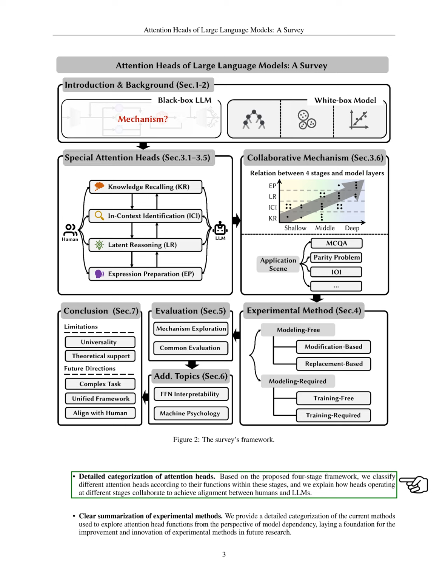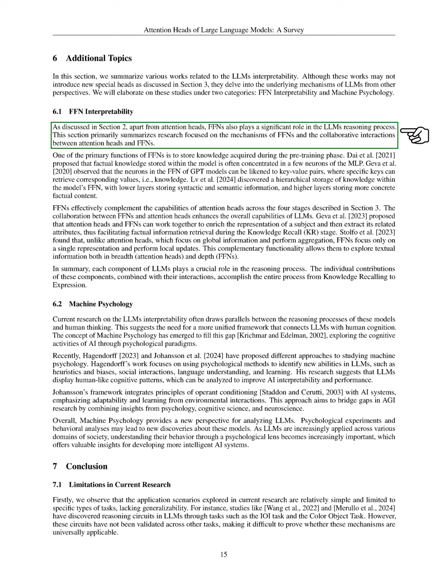Lastly, we summarize various works related to the interpretability of language models. While these studies may not introduce new special heads, they explore the underlying mechanisms from different angles, focusing on FFN interpretability and machine psychology. We highlight that feed-forward networks, FFNs, play a significant role in the reasoning process, storing knowledge from pre-training and collaborating with attention heads.